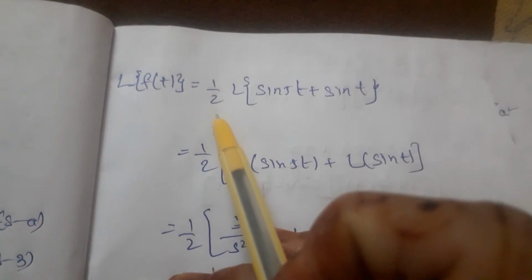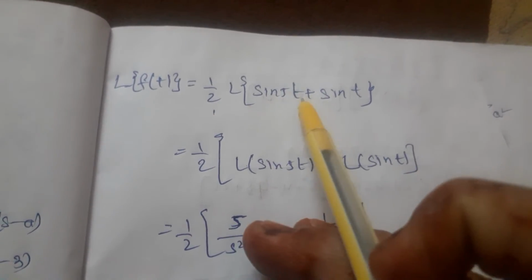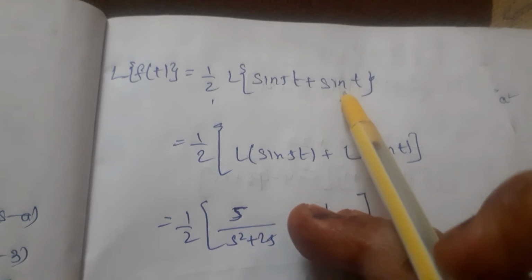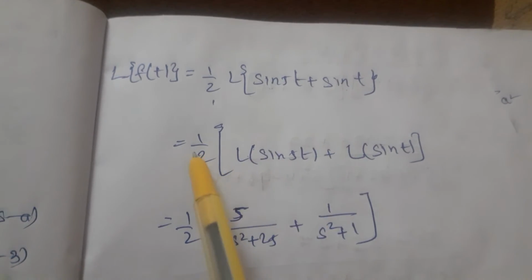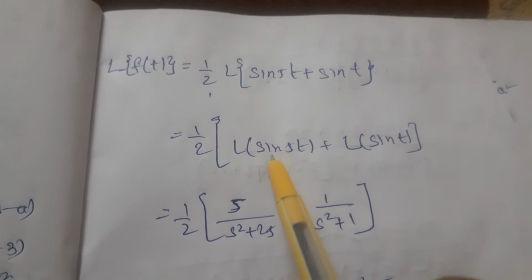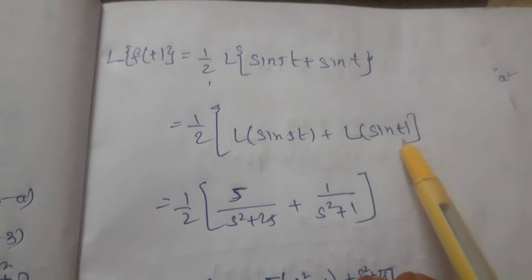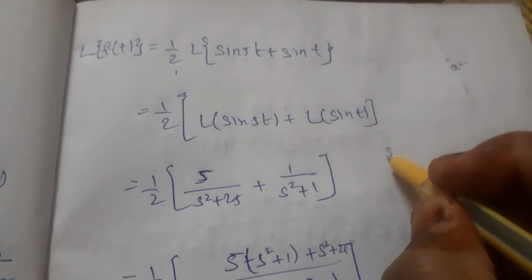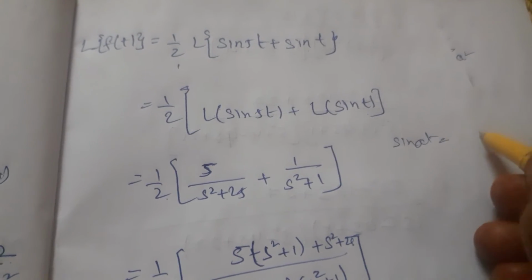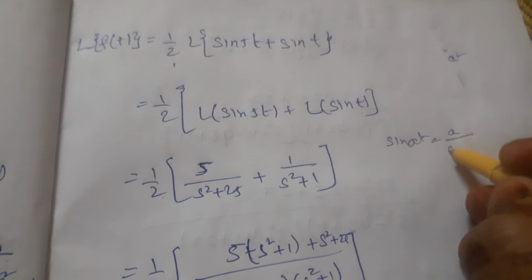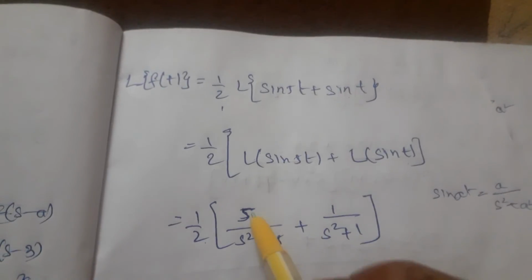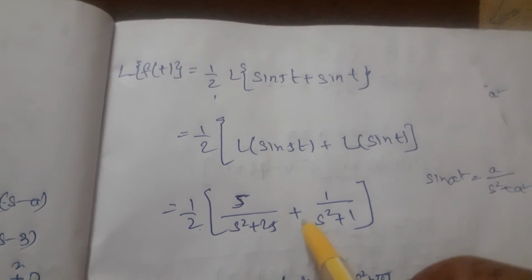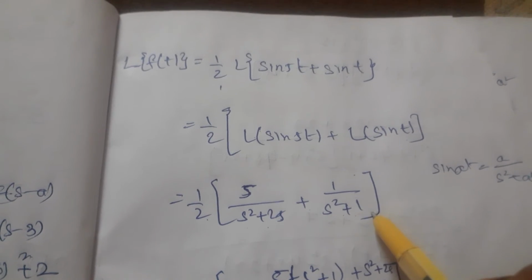Now we have to apply our Laplace. L of f of t is equal to 1 by 2, which is constant, times L of (sin 5t + sin t). Okay, now 1 by 2 times L of sin 5t plus L of sin t. What is the formula of L of sin at? L of sin at is a by s square plus a square. So here, 5 by s square plus 25, plus 1 by s square plus 1 square, that is 1.